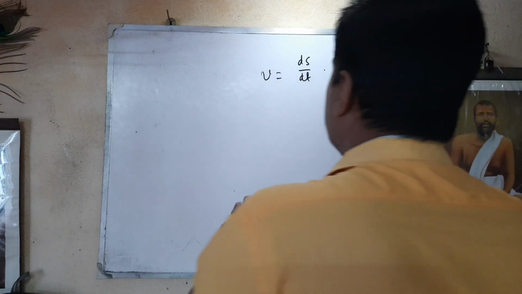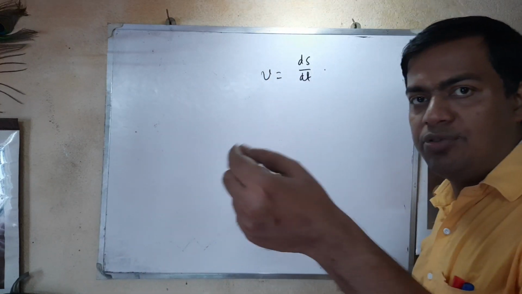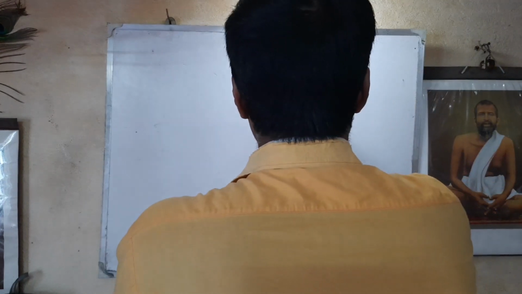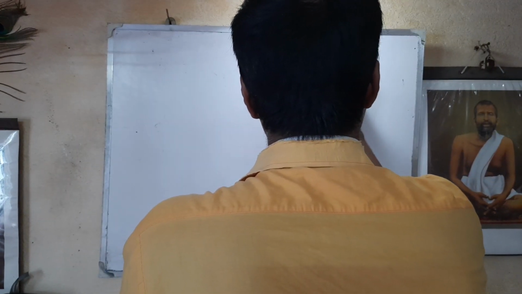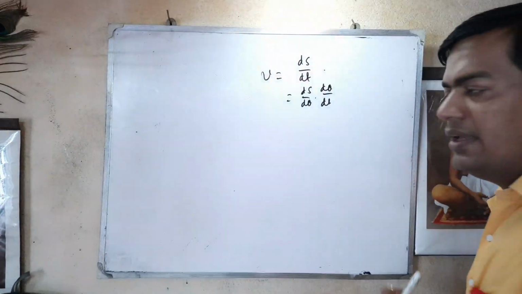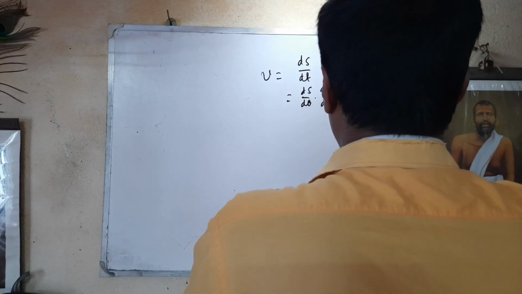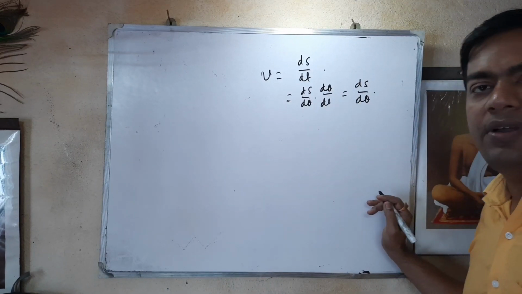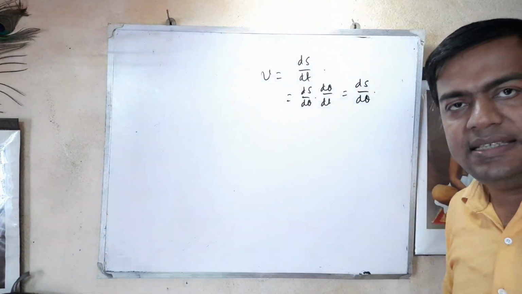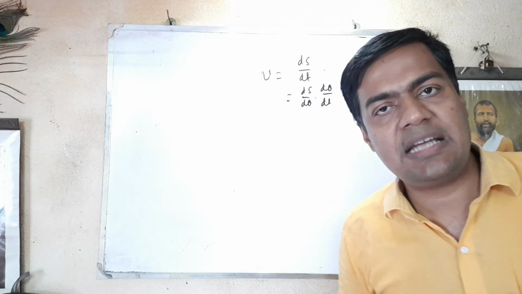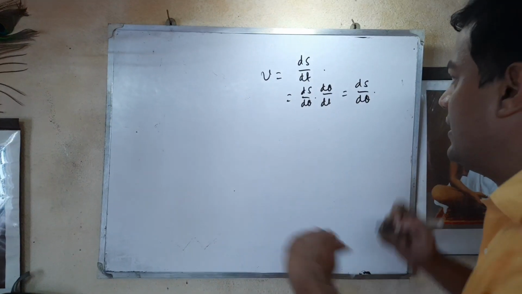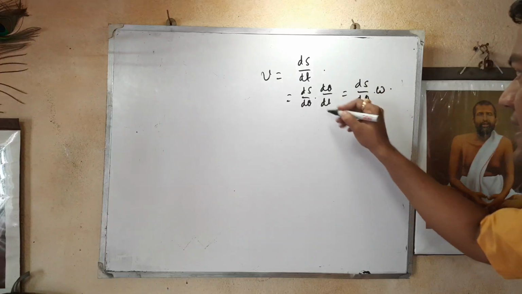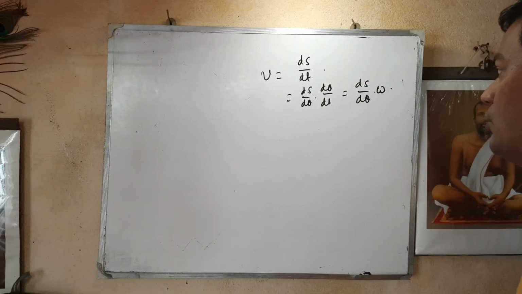Now if s represents some curve or arc length, it can be written as ds/d theta into d theta/dt. Obviously it is a chain rule. So if s is a function of theta, we have ds/d theta, and d theta/dt is the time rate of change of angular displacement of the particle. So it can be treated as angular velocity, generally written as omega. So velocity is omega times ds/d theta.